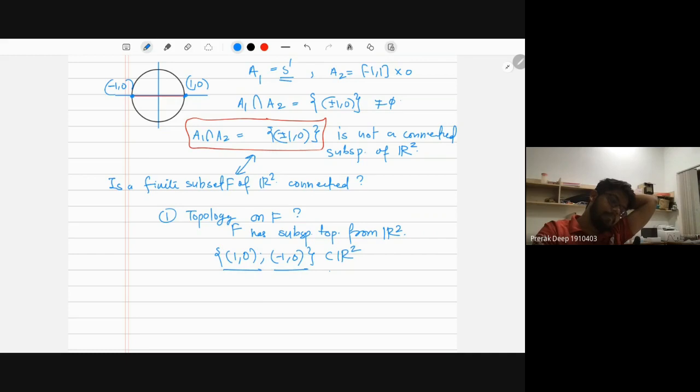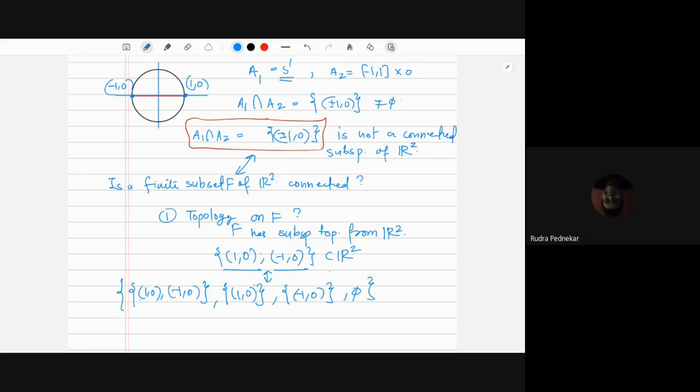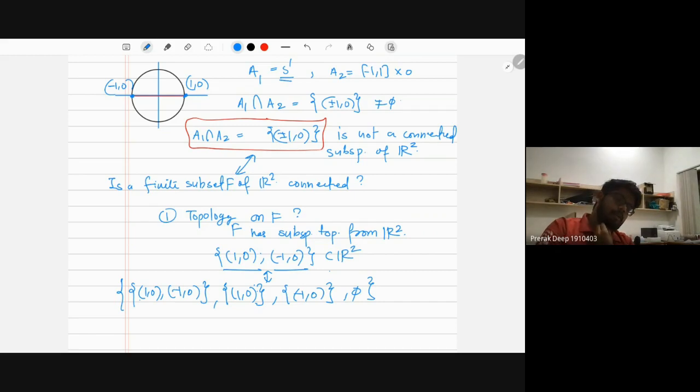That means each singleton is an open set in itself, and then this whole space, which is the union. They have the empty intersection, so this will be the topology on this set. Is it clear? So this will be the topology on this set. Now, this is the whole space X. This is the empty set. Now these are the open sets.